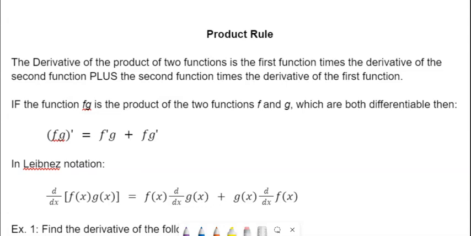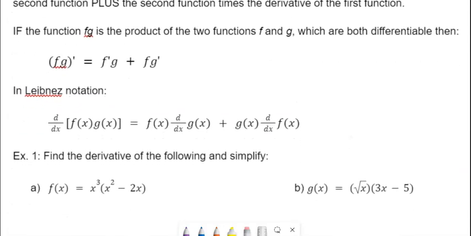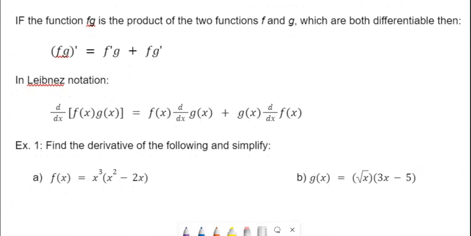Okay, so that's pretty confusing, but we'll work through it and we'll develop a kind of a pattern and then you'll see how it goes. So if the function fg, so f and g are multiplied together, and they're both differentiable, then what we can do is we can take the derivative of the first, and then just keep g the same. Then we're going to keep the first and take the derivative of the second.